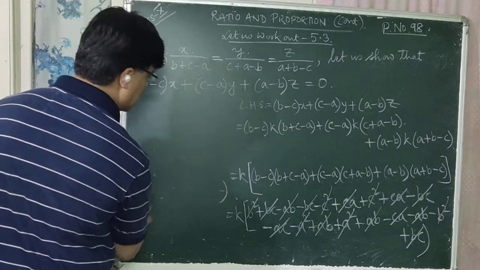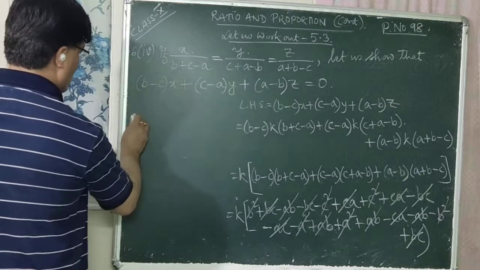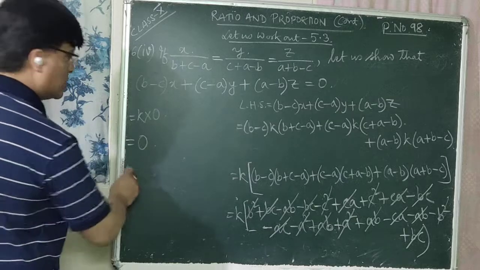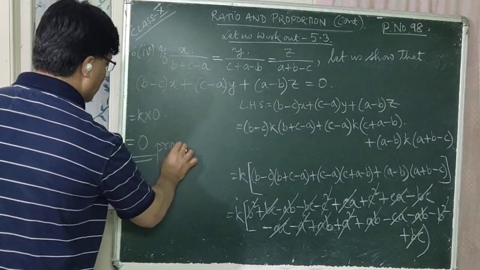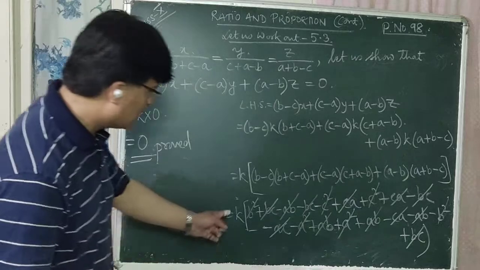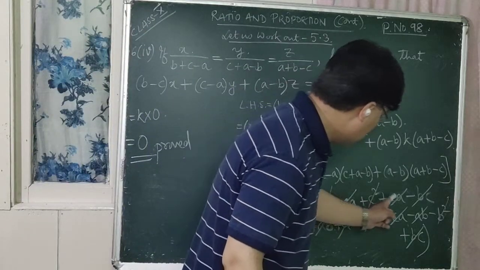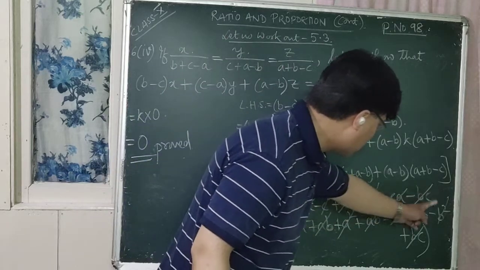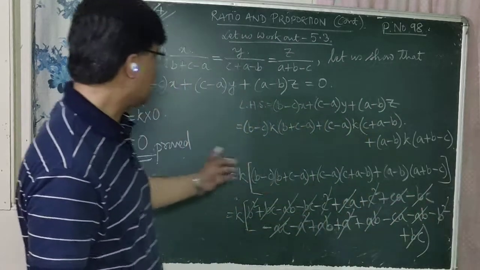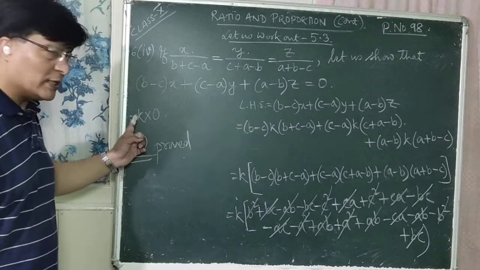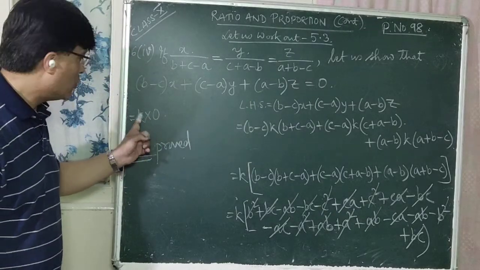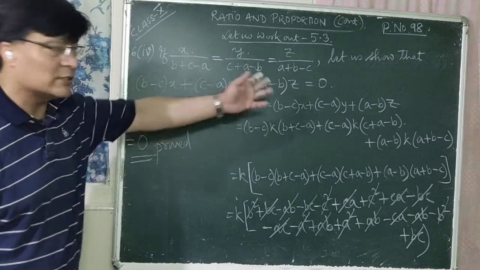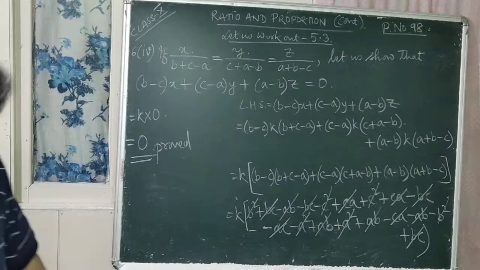So let us write it in the next step, which is equal to k into 0. What is k into 0? 0. That is proved. So here all the terms are cancelled, nothing remains out here, isn't it? So it is 0, and actually it is k multiplied by 0. What is k multiplied by 0? It is always 0. That means it is proved, that is LHS is equal to RHS. Okay? So you can copy it.